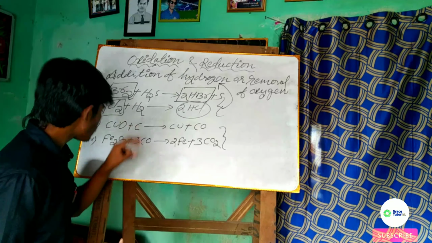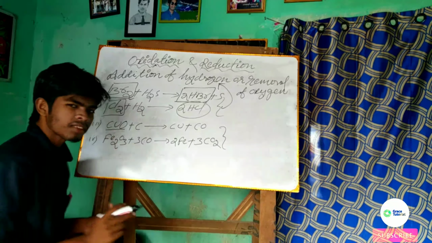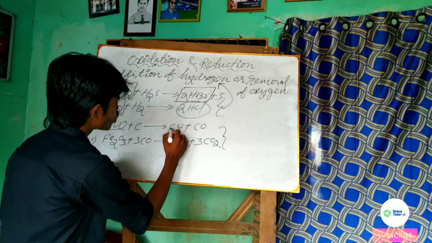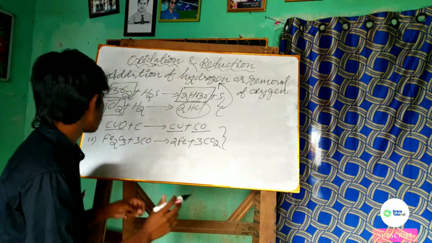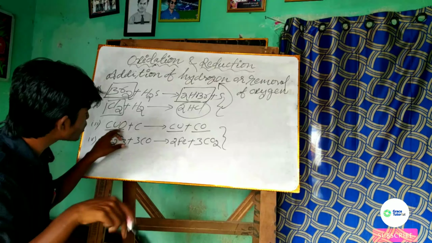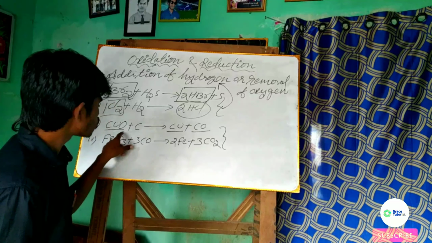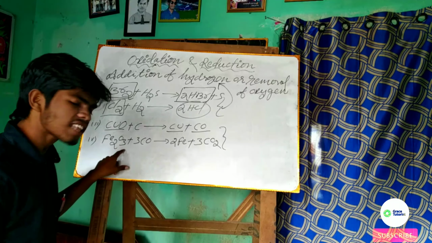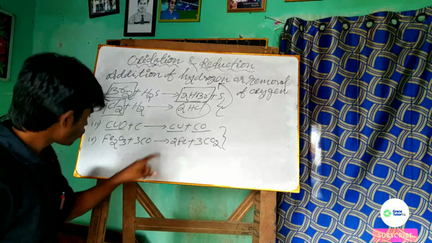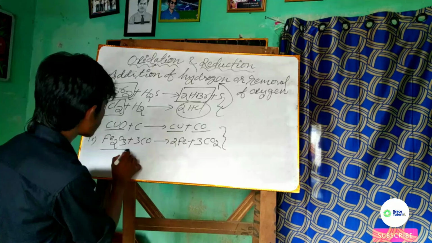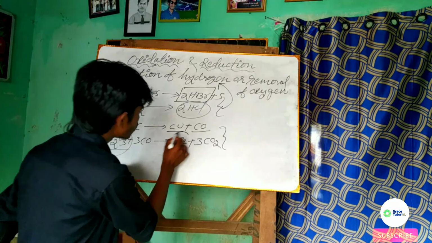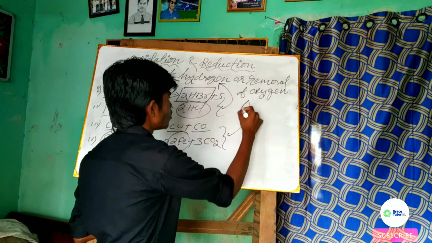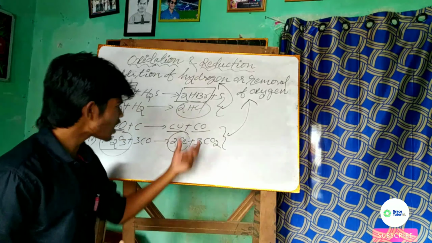If you look at the third reaction, we have copper oxide, and when this copper oxide reacts with carbon, we get copper as well as carbon monoxide. That means the oxygen has been removed from the copper oxide to form copper. If you look at the fourth reaction, we have ferric oxide. When it reacts with carbon monoxide, the oxygen has been removed and we get ferrous. So this is the removal of oxygen. So at last, what do we need to understand from this?